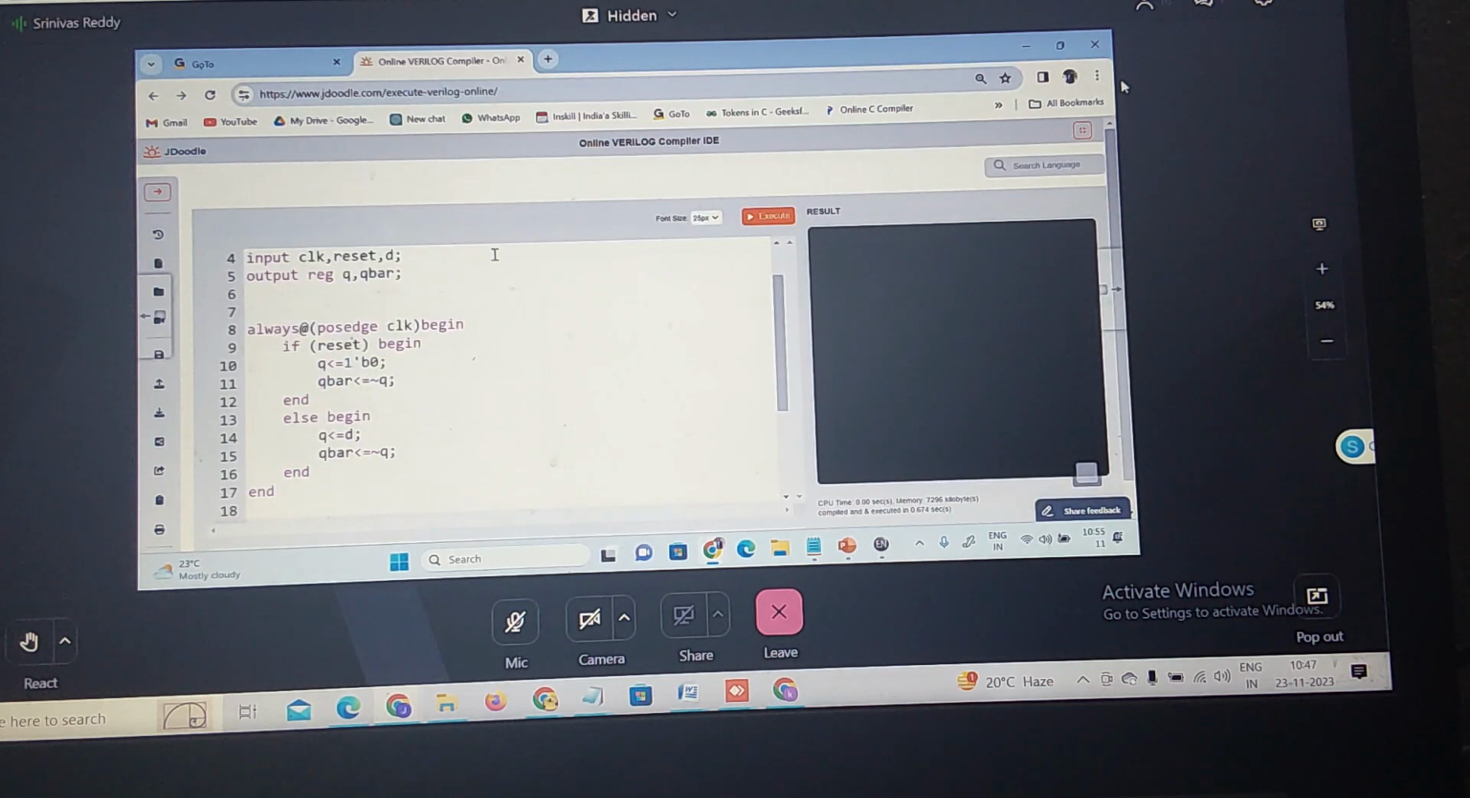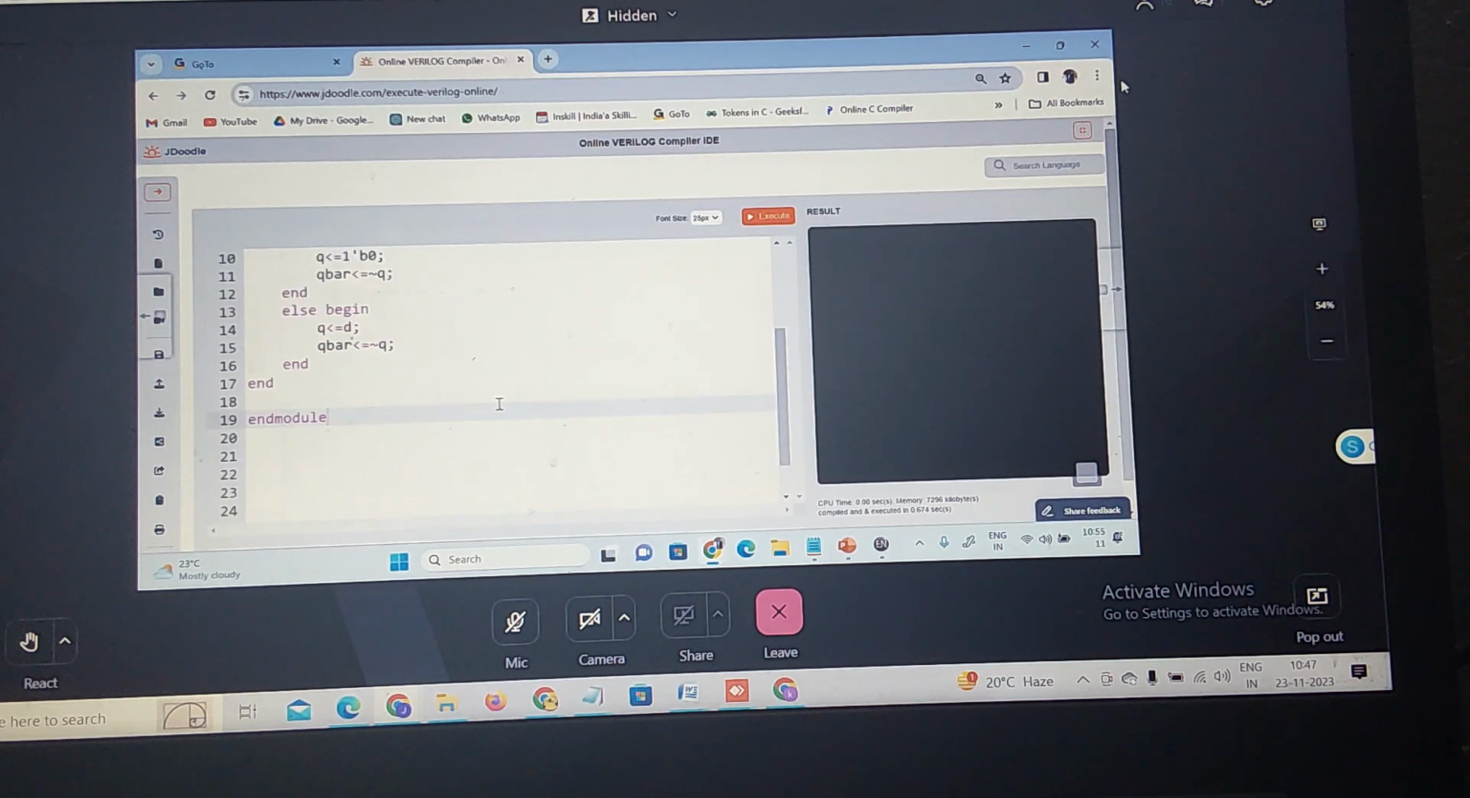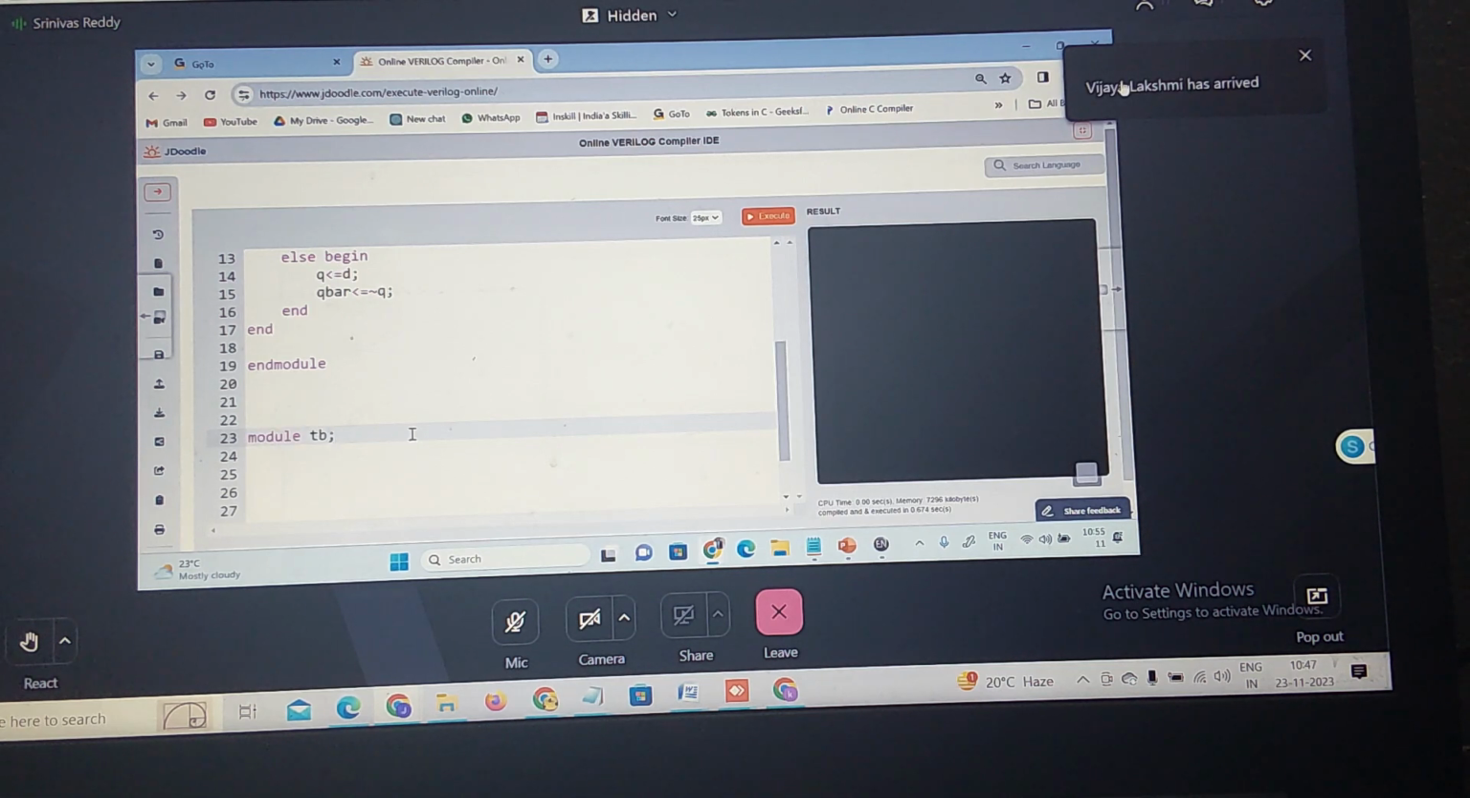Is my program correct? Using what statements? Conditional statements. Now how to write a testbench for this? Can you write a testbench for this? Module. Module name is what? TB.